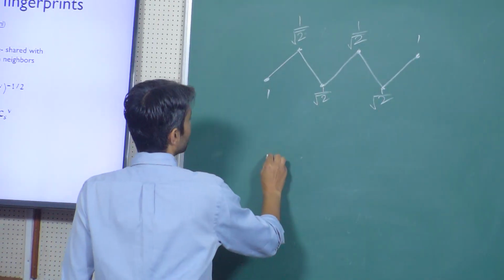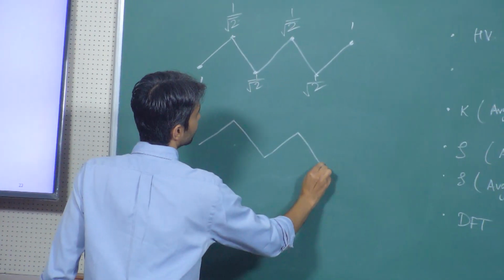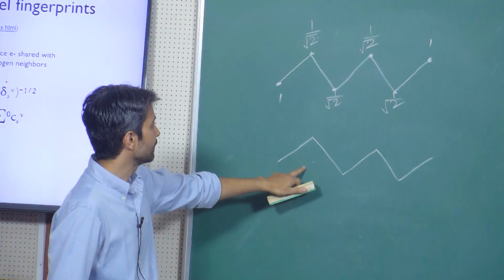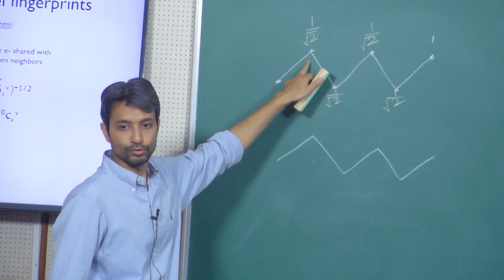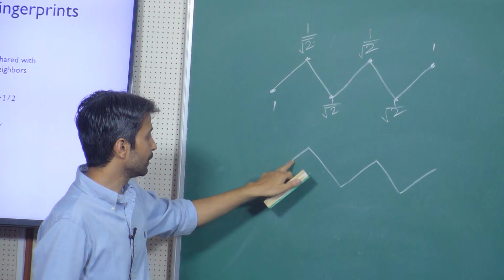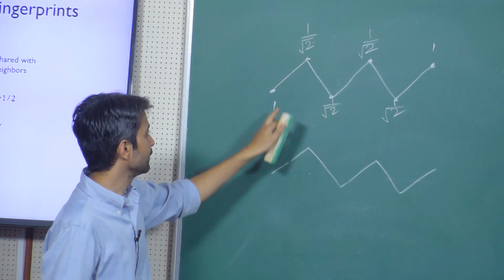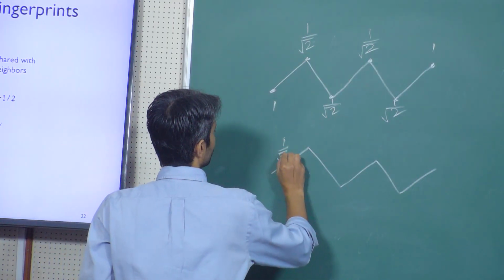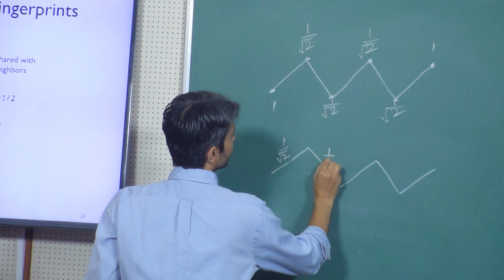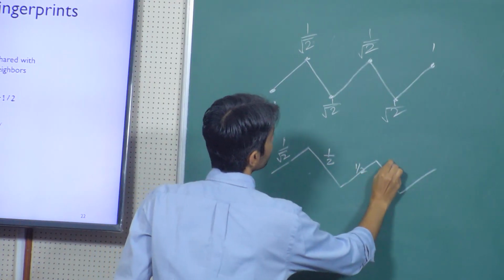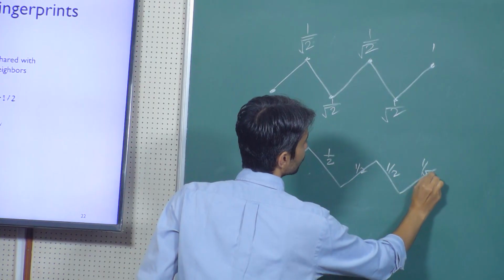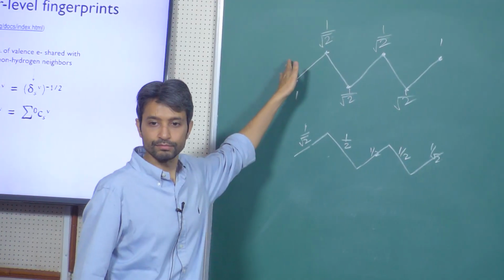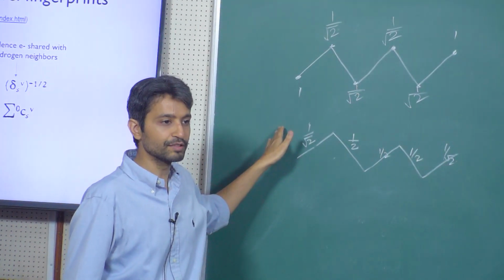Next time what I'll do is, I'll take these two and then talk about this bond, which will be nothing but the multiplication of these two. So this will become 1 by root 2, this will be 1 by 2, this will also be 1 by 2, this will be 1 by 2, and this will be 1 by root 2. I'll sum all of them. So this is something like degree 0 summation, and this one is degree 1 summation.